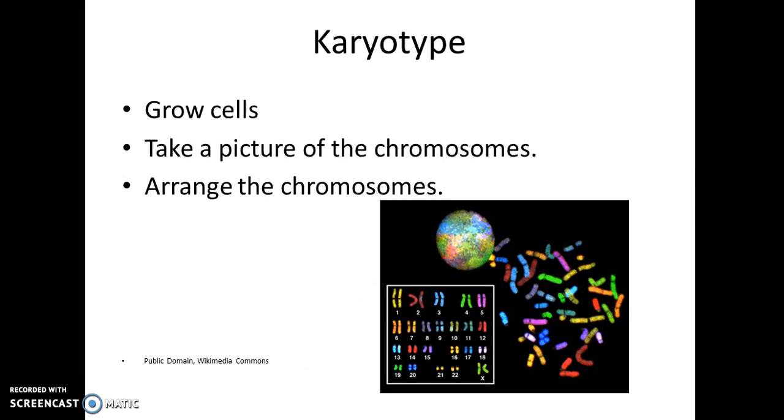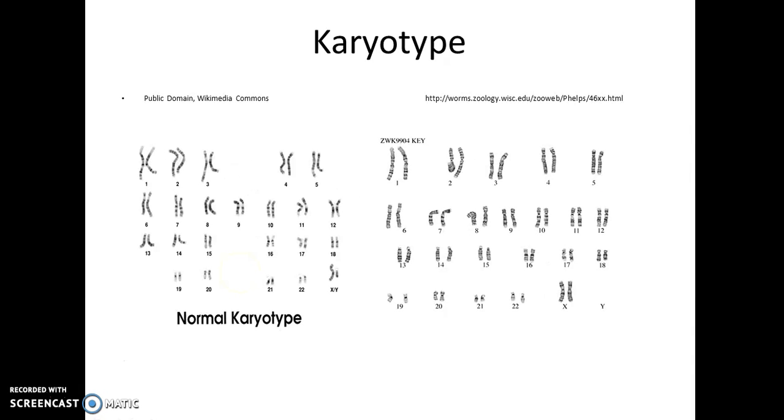You can grow the cells, take a picture of them, arrange them and put them in order, and you get something known as a karyotype. We've talked about this before. This shouldn't be new. And we can have normal karyotypes. This is a normal male.